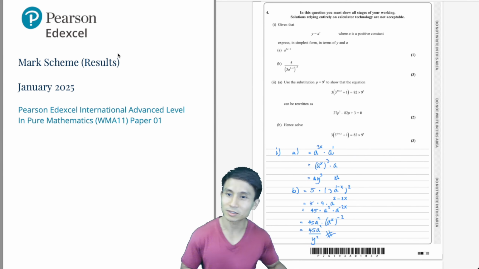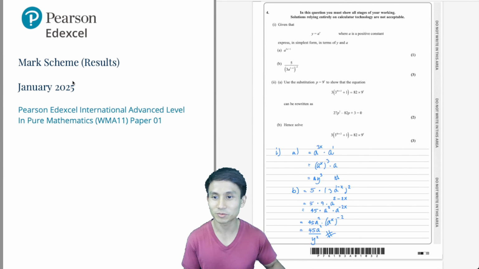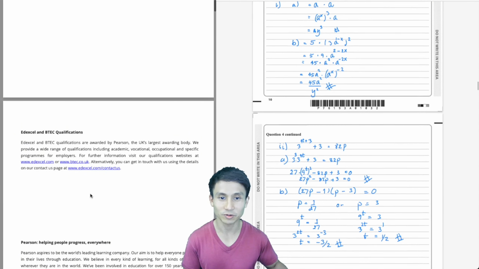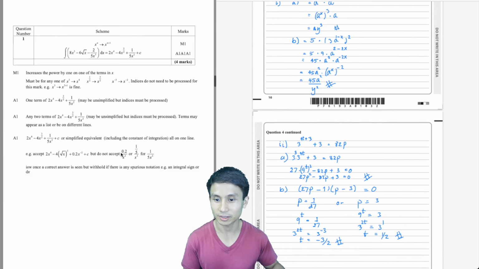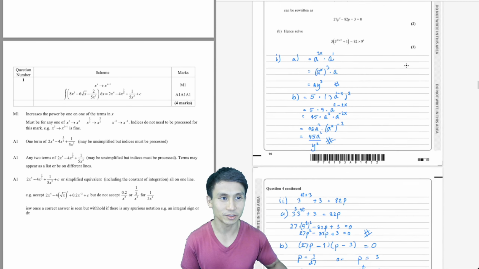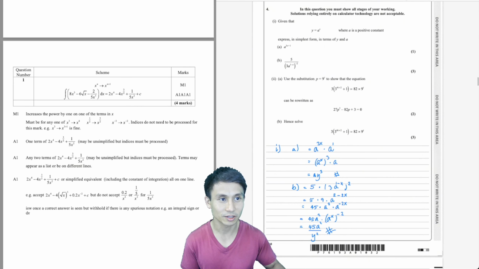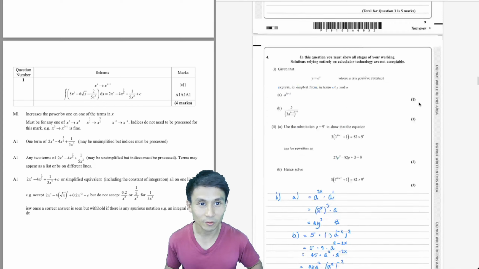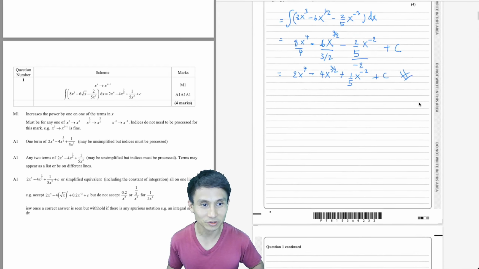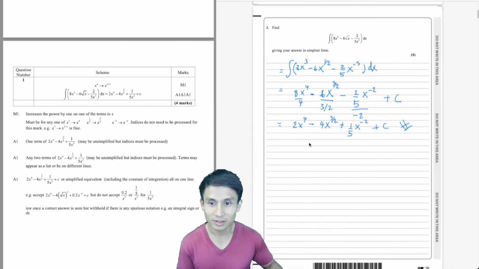Okay, so let's mark the paper together. So this is the mark scheme, January 2025 for P1. All right, let's look at the first question right here. Okay, first question is integration. I'm gonna use a red color here. Okay, so the first one, wait, where's the first one? That's the fourth question, sorry. Okay, here's the first one.